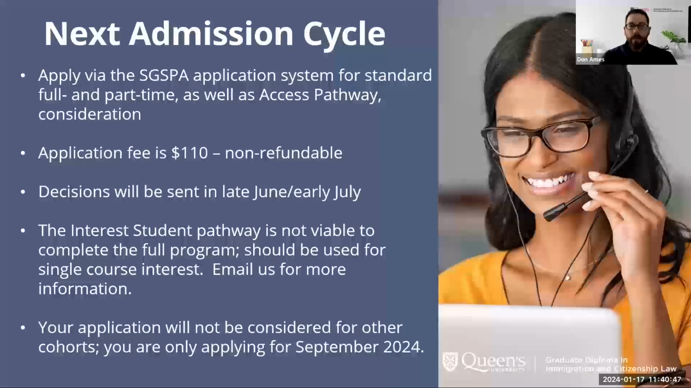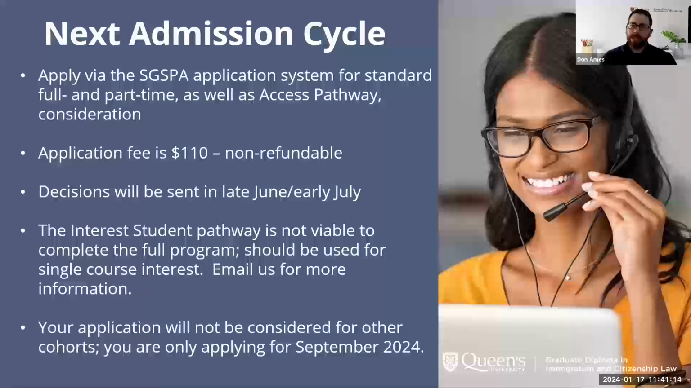All decisions for our September 2024 admission cycle will be made in late June or early July. So make sure you are patient in this process. It is a lengthy process. We receive a ton of applications for all of our admission cycles, but September is our larger of the two admission cycles. So we will be taking our time to provide as many assessments as we can.